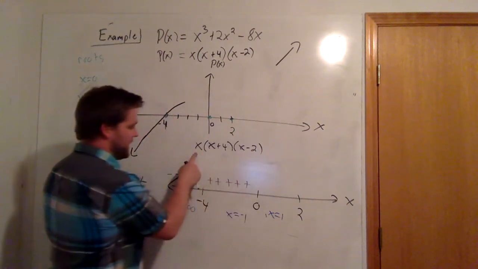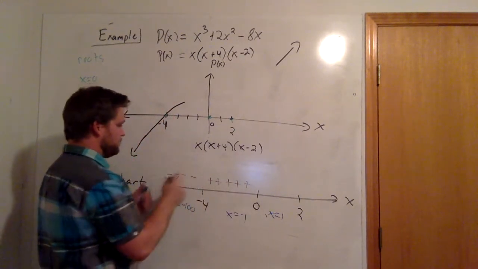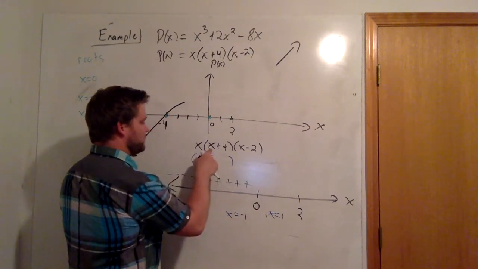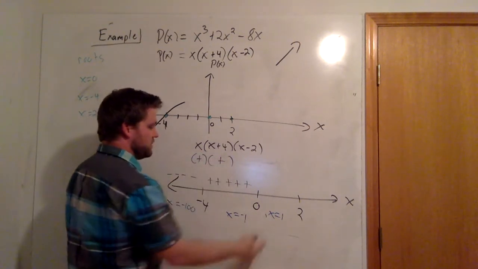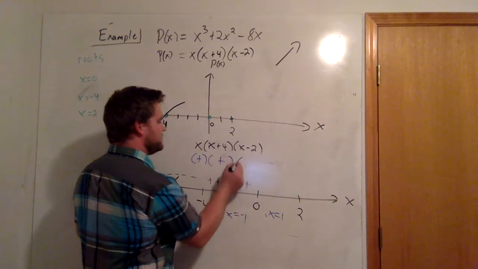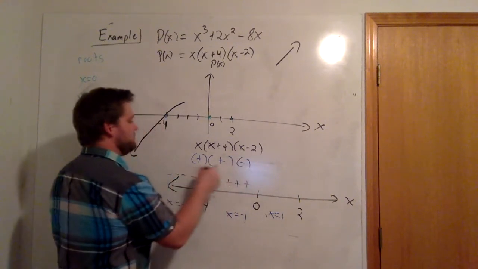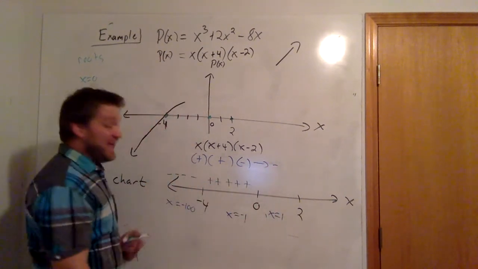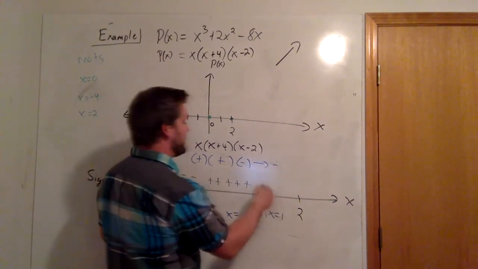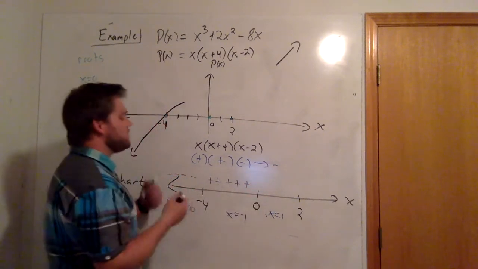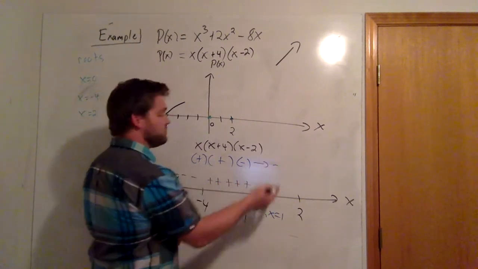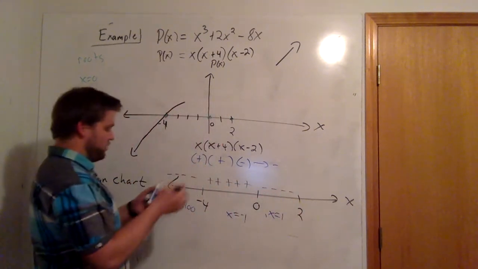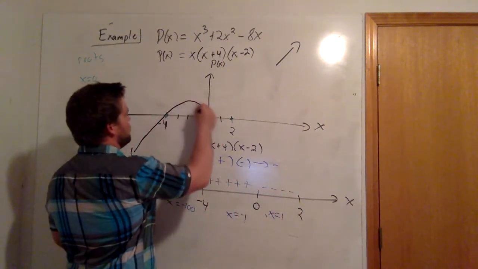So if I plug in 1 for x, 1 plus 4 is a positive number. If I plug in 1 here, 1 minus 2 is a negative number. So a positive times a negative, the net result will be a negative. So when I plug in any value between 0 and 2, the output is going to be negative. I don't care exactly what the output is, I just care whether it's positive or negative. And what I know is that it's negative. So the graph is going to go ahead and cross through.